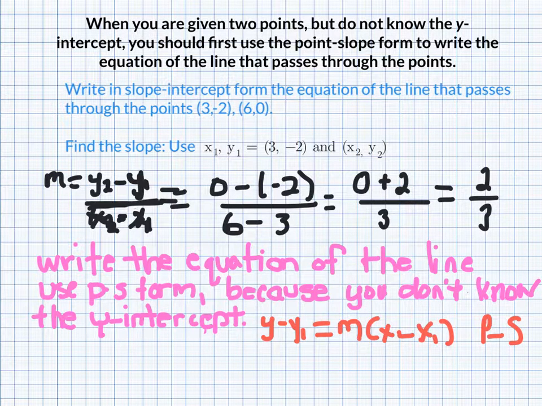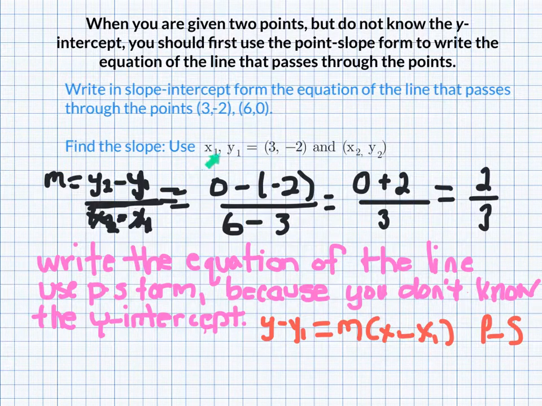So when you're given 2 points but you don't know the y-intercept, you should first use the point-slope form to write the equation of the line that passes through the points. So first thing you're going to do is write in slope-intercept form the equation of the line that passes through the points 3 and negative 2 and 6 and 0.